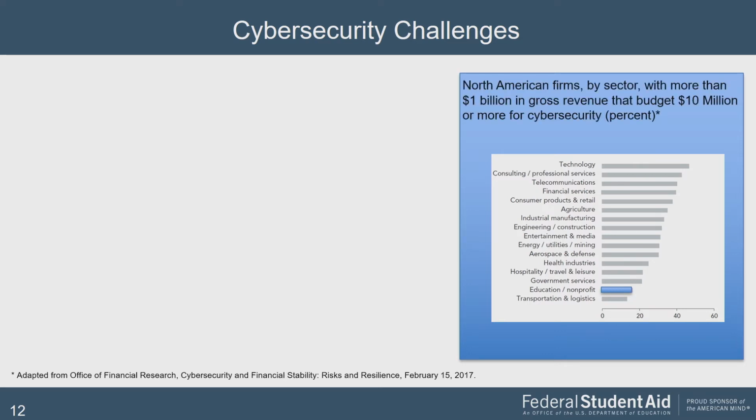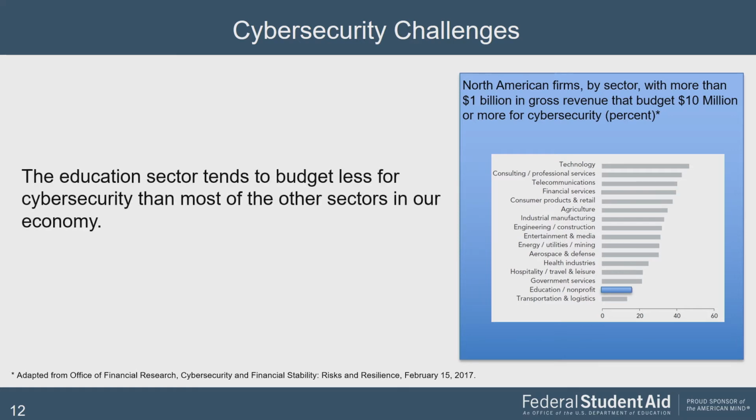So a challenge to the educational sector is that this sector tends to spend the least on cybersecurity of all the major economic sectors in the United States. And this example is for firms in the sector, including schools, with $1 billion in gross revenue. That's a small percentage of the institutions. I would wager that smaller institutions spend even less as a percentage of their revenue.